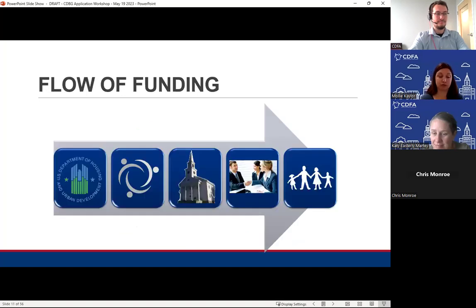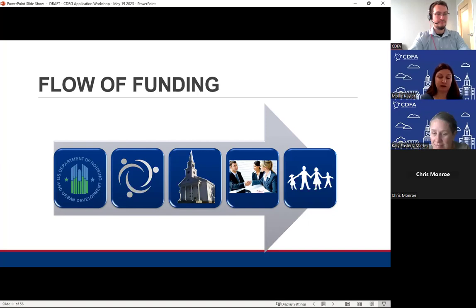This next slide shows the flow of CDBG funding. So as you can see here, funding is allocated by HUD to CDFA. The first square represents the HUD logo, and then the next square shows the CDFA logo. Then CDFA awards funding to a municipality, which is the third picture. That's supposed to be a town hall. So the funds go from CDFA to a municipality or a county grantee.